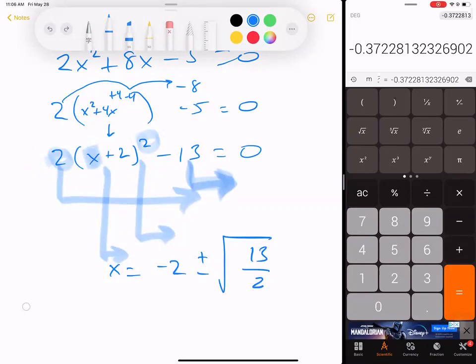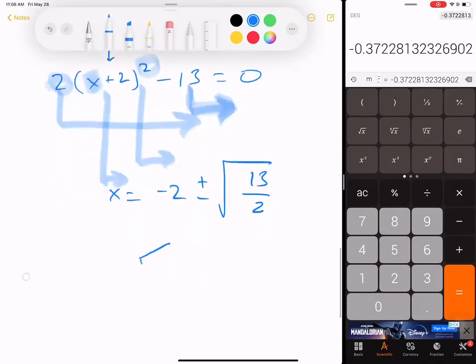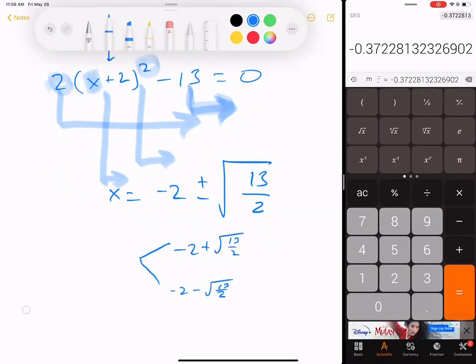Okay, now on the calculator, am I right? I'm going to write two different versions of this: negative 2 plus square root of 13 over 2, and negative 2 minus square root of 13 over 2. If you want to do this in your head, 13 divided by 2 is half of 13. It's not 6 and it's not 14, it's 6.5. So you can write 6.5 instead if it would save you time.